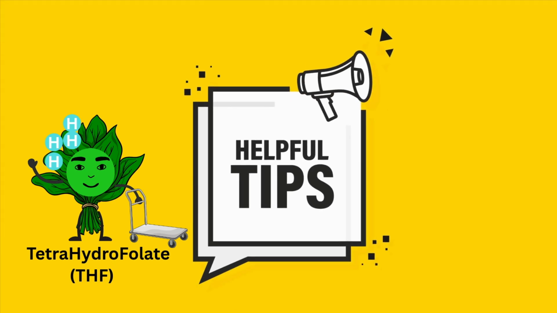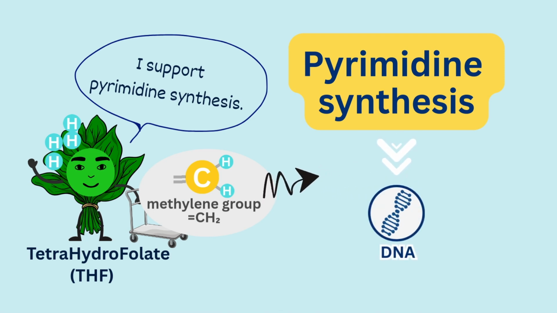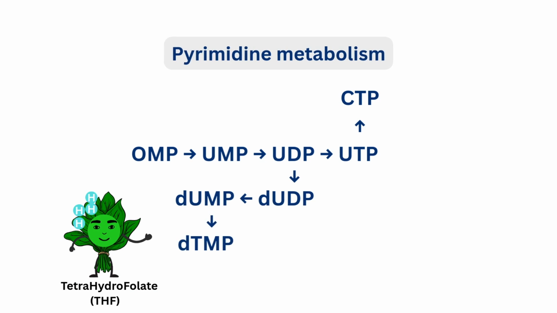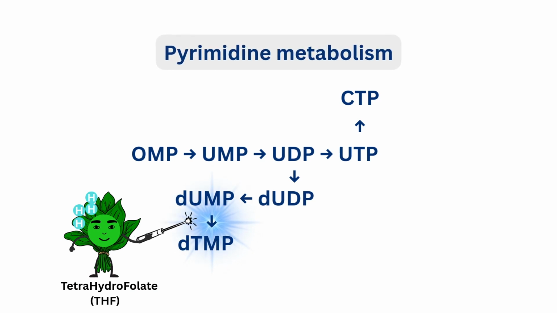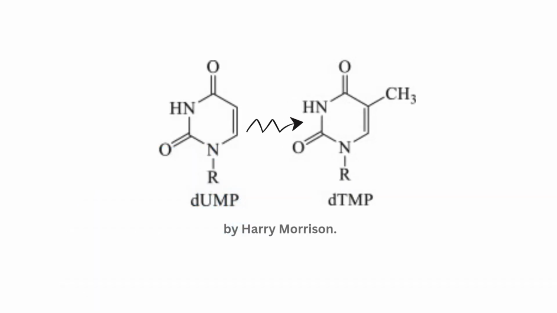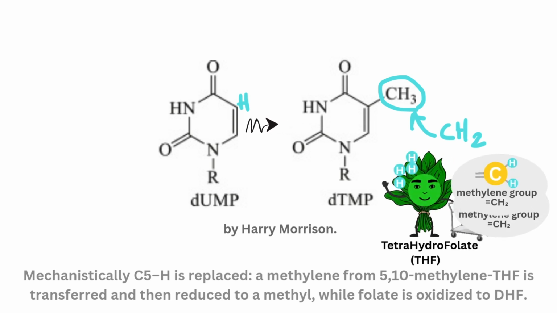Now, I help make pyrimidines, which are the building blocks of DNA and RNA. Do you remember how pyrimidines are made? Here's the part I'm in charge of, the step that changes dUMP into dTMP. What's the difference between dUMP and dTMP? That's right, dTMP has a CH3 group here. But in reality, dUMP already has a hydrogen, so what's really happening is that a CH2 group is being added. And carrying that methylene group is my job.